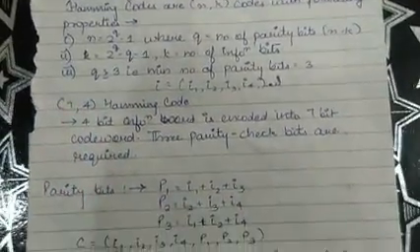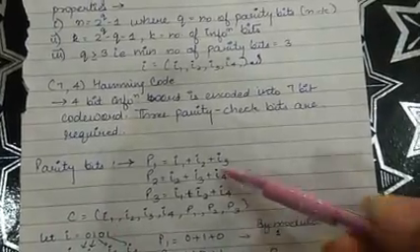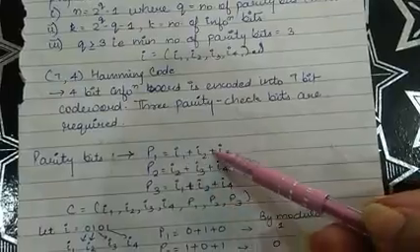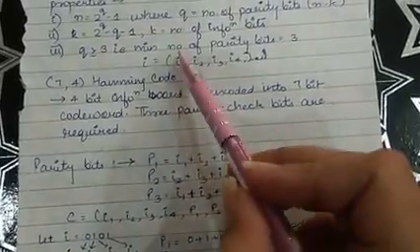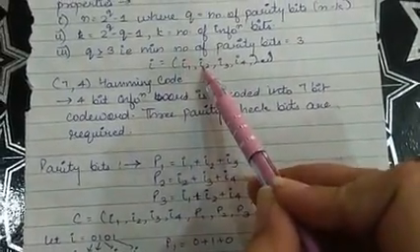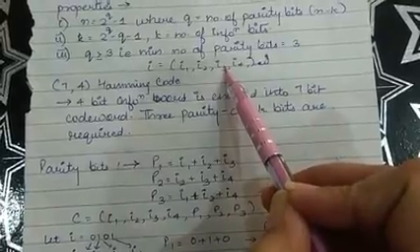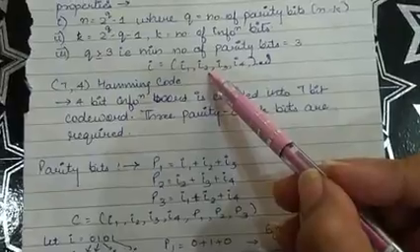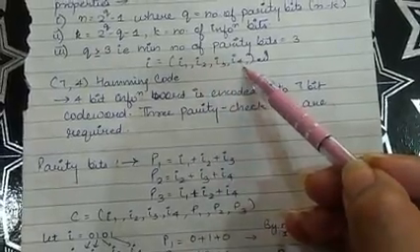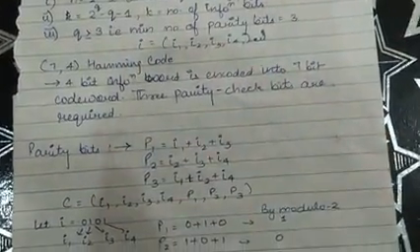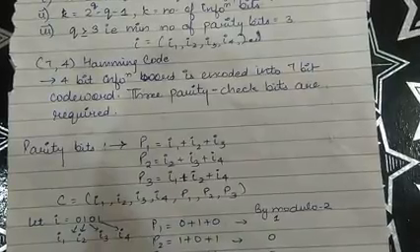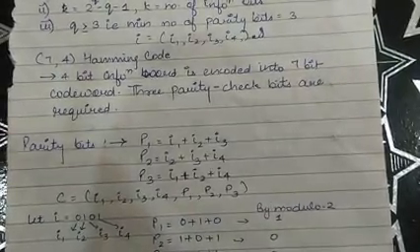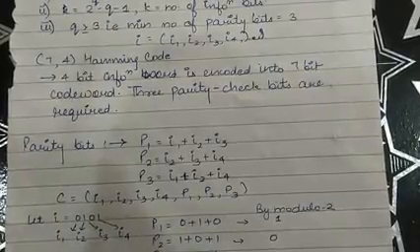So how are these parity bits in Hamming codes made? We need 3 parities. First parity is I1 plus I2 plus I3. That means I1 plus I2 plus I3 will give us the parity 1 bit. Parity 2 is equal to I2 plus I3 plus I4. By adding I2 plus I3 plus I4, we will get our parity 2. Then P3 is equal to I1 plus I2 plus I4.